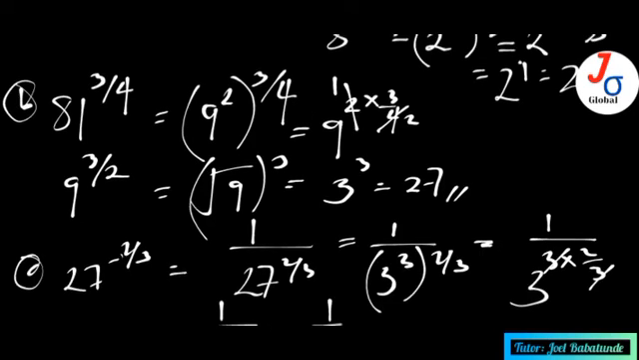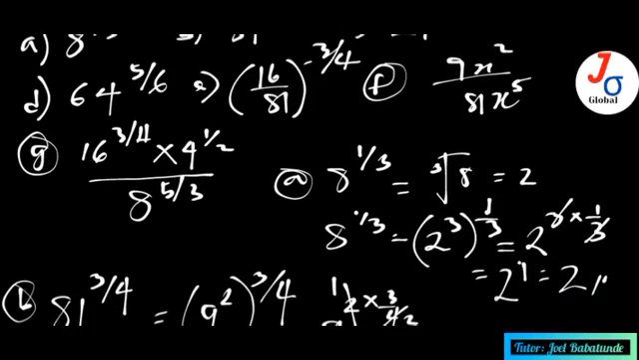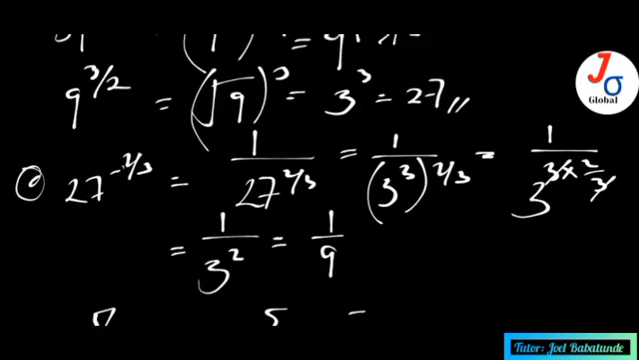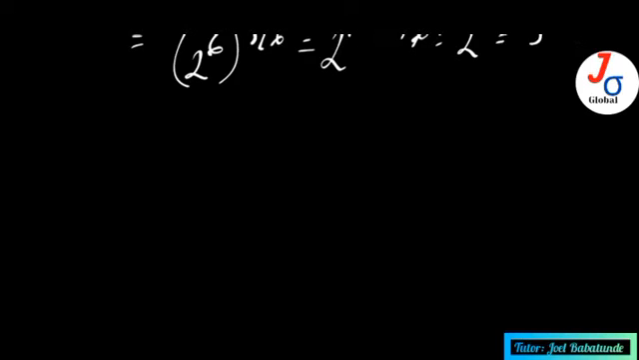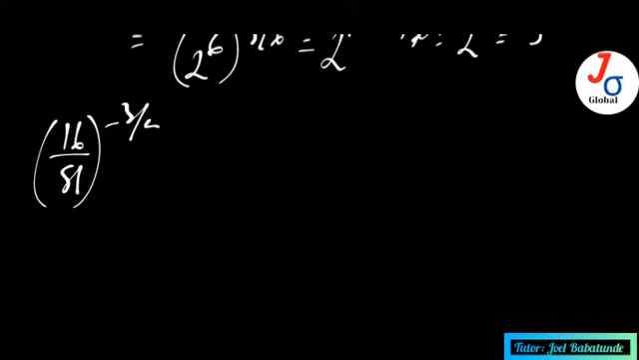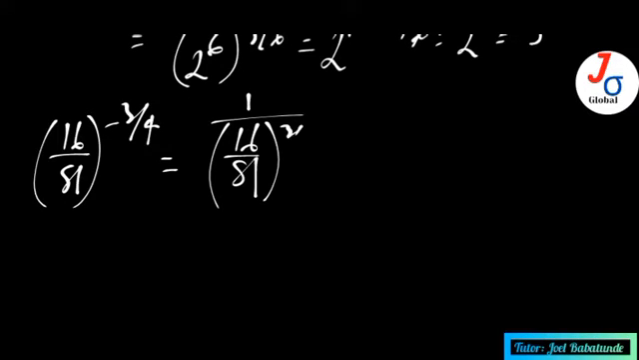Then the next question we're going to do is 16 over 81 all raised to the power of minus 3 over 4. So how do we simplify this? First, because we have this negative index here, we have to have 1 over 16 over 81 raised to the power 3 over 4.